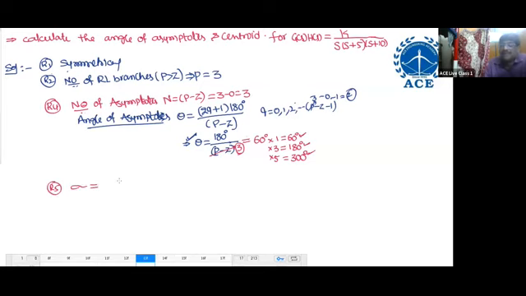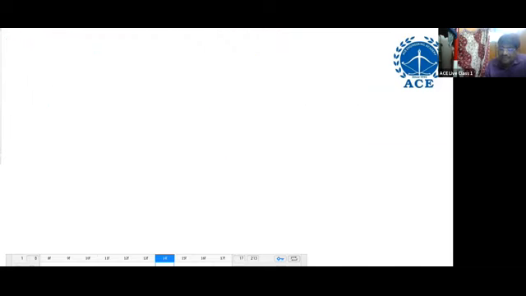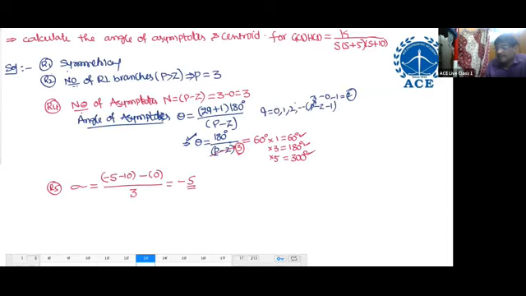Centroid is the sum of the real parts of the poles, which are -5 and -10, minus the sum of the real parts of the zeros, which is 0, divided by P minus Z, which is 3. That means how much? Minus 5. The centroid is minus 5. Now draw the diagram.